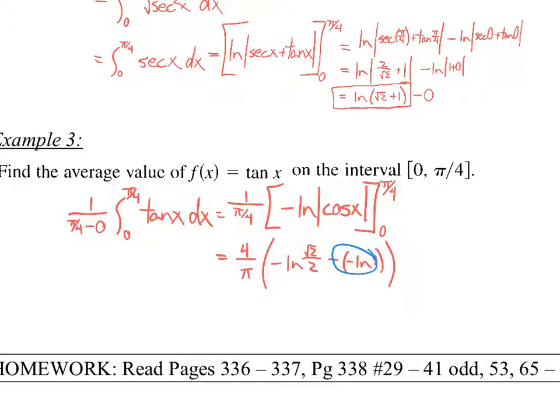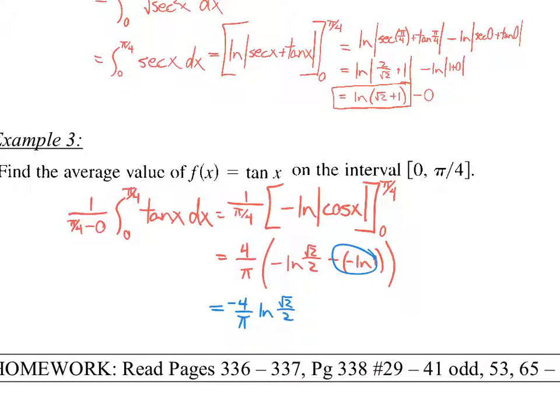Because I'm doing the fundamental theorem of calculus, it's f of b minus f of a. And then the integral itself had a negative in it too. So here we get to our answer, 4 over pi times a negative, so negative 4 over pi, ln of the square root of 2 over 2.